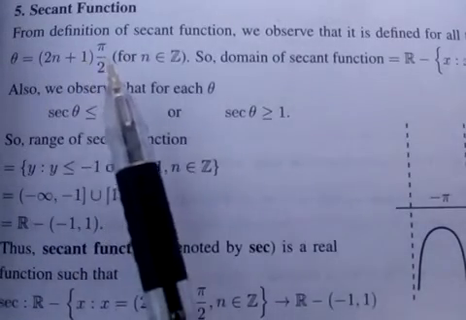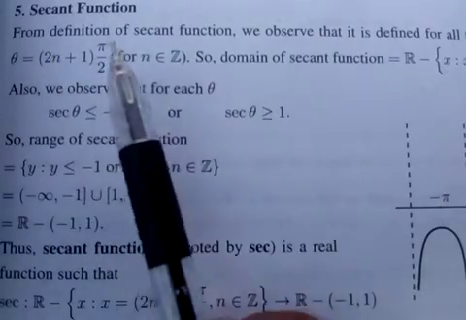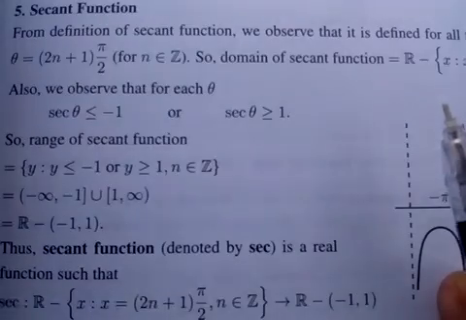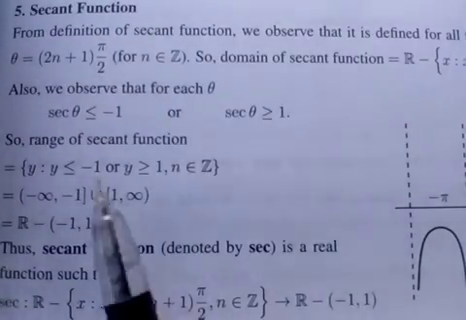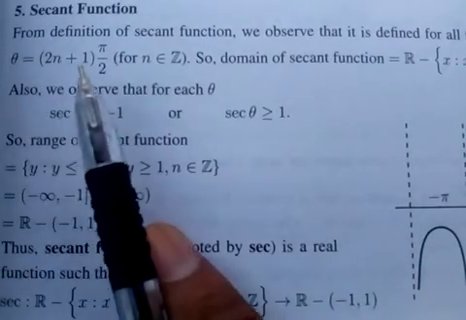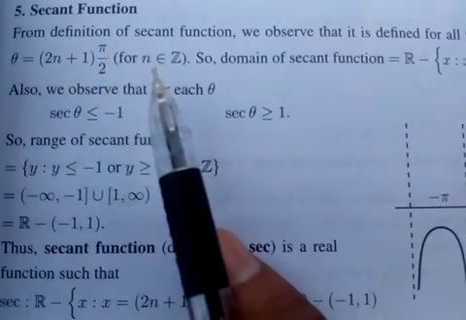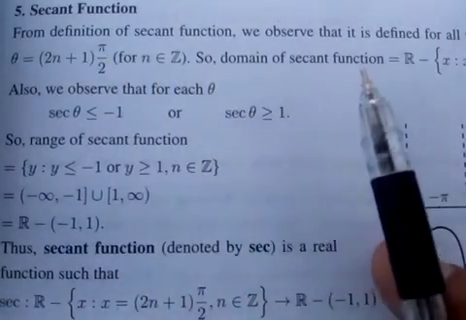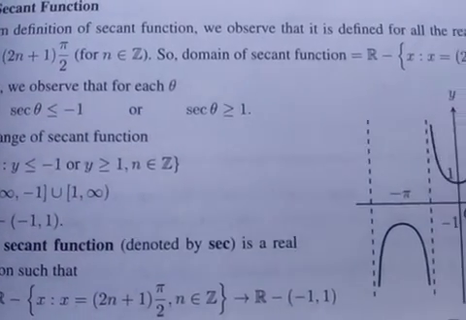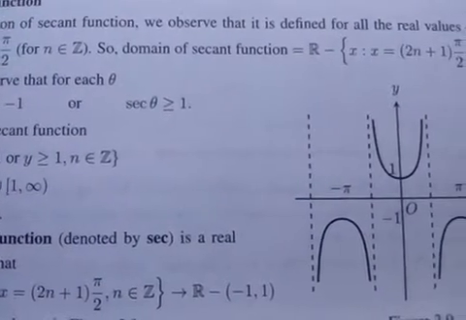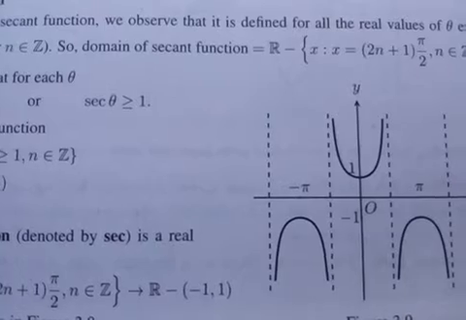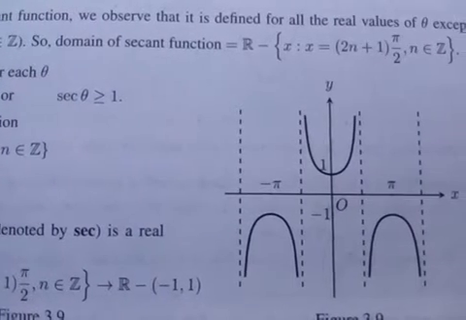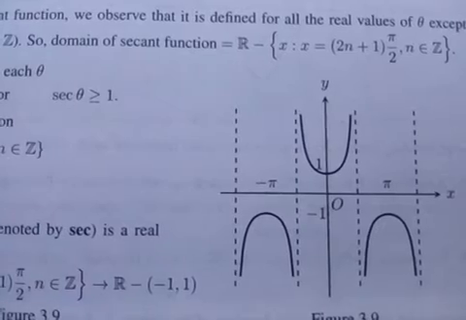Secant function, or sec function. From the definition of the secant function, we observe that it is defined for all values of theta except for theta equal to (2n+1)π/2 for n belongs to Z. So the domain of the secant function equals R minus {x : x = (2n+1)π/2, where n belongs to Z}.